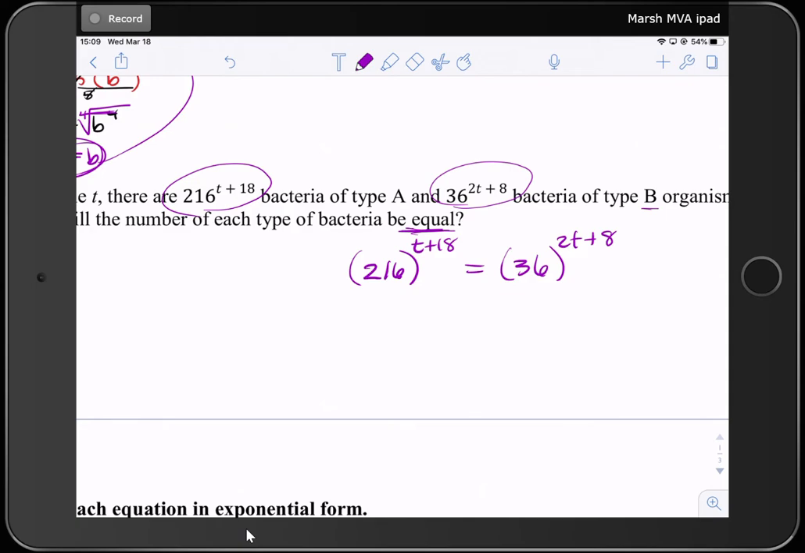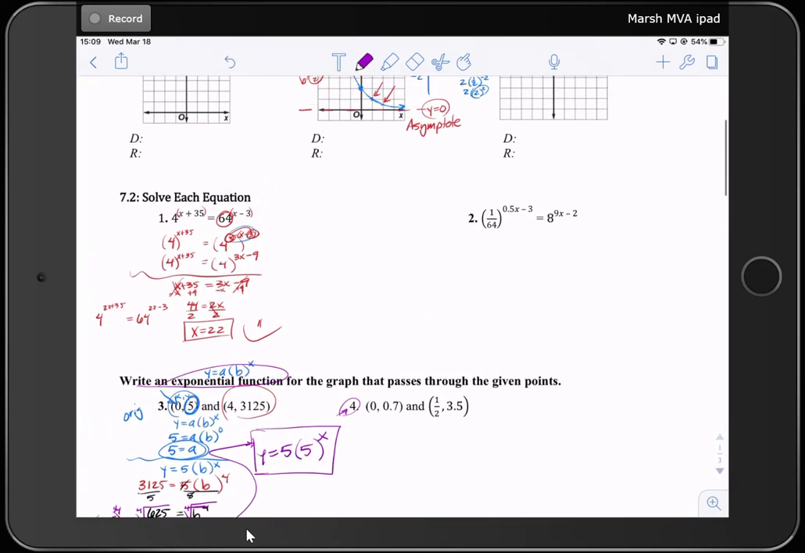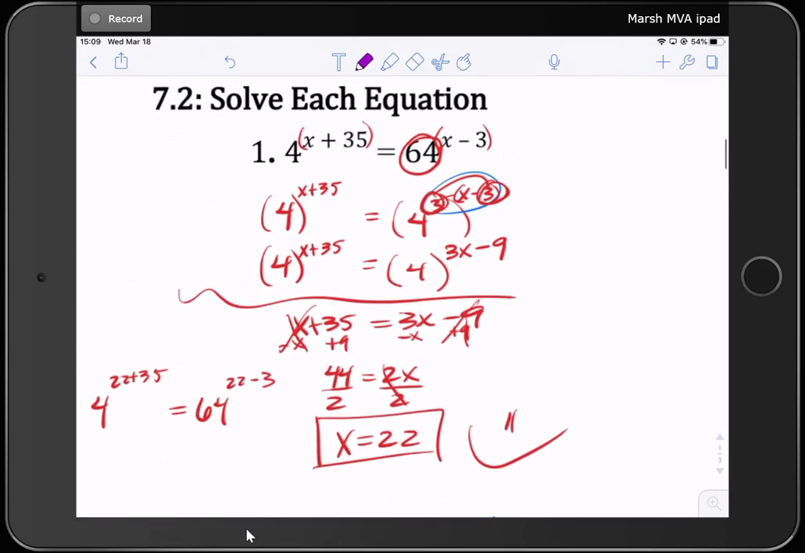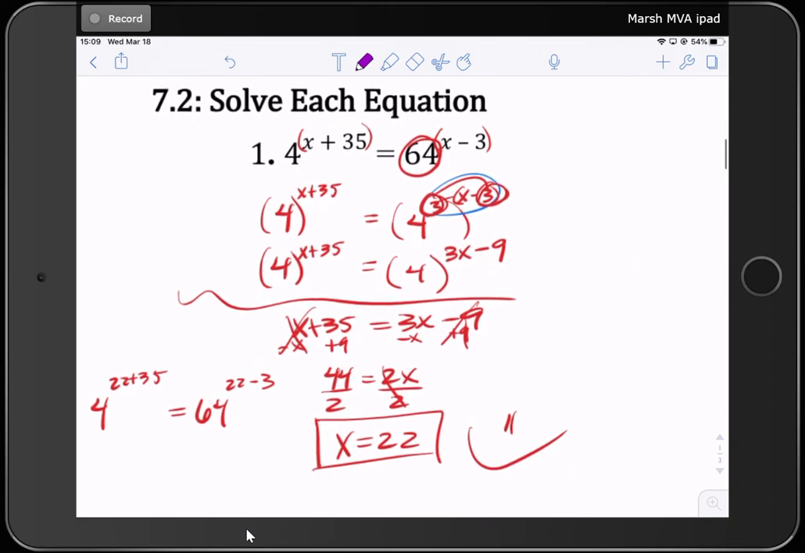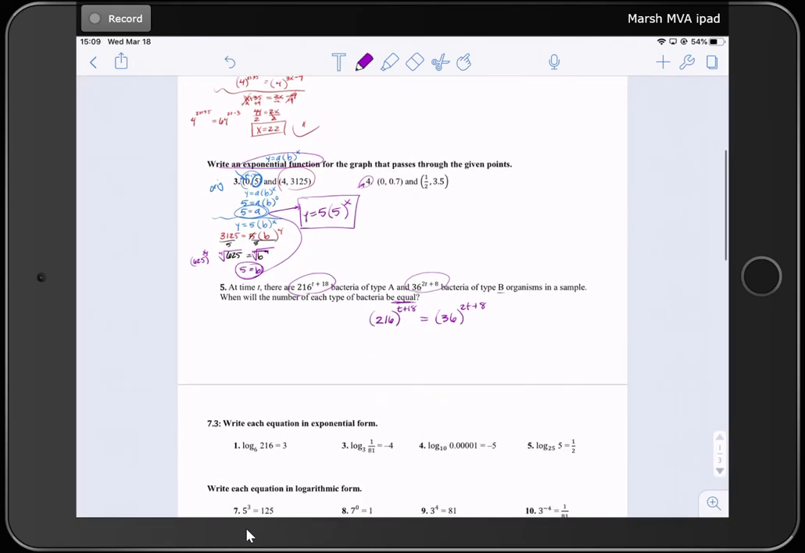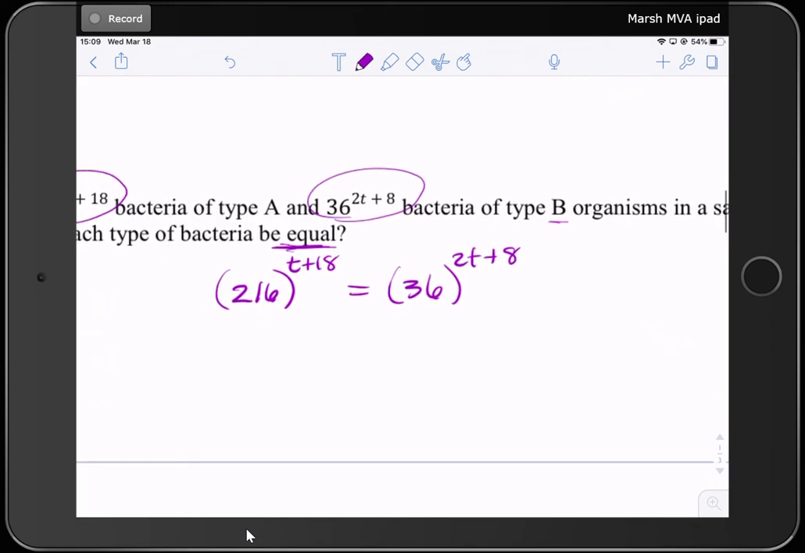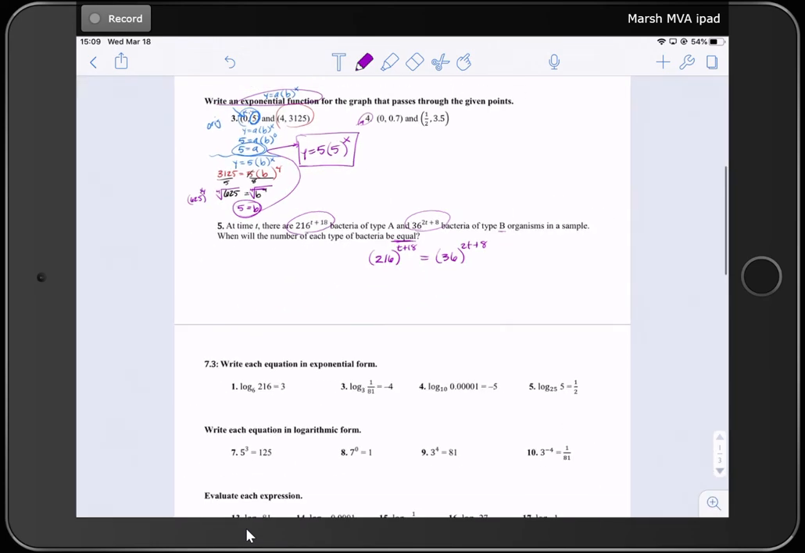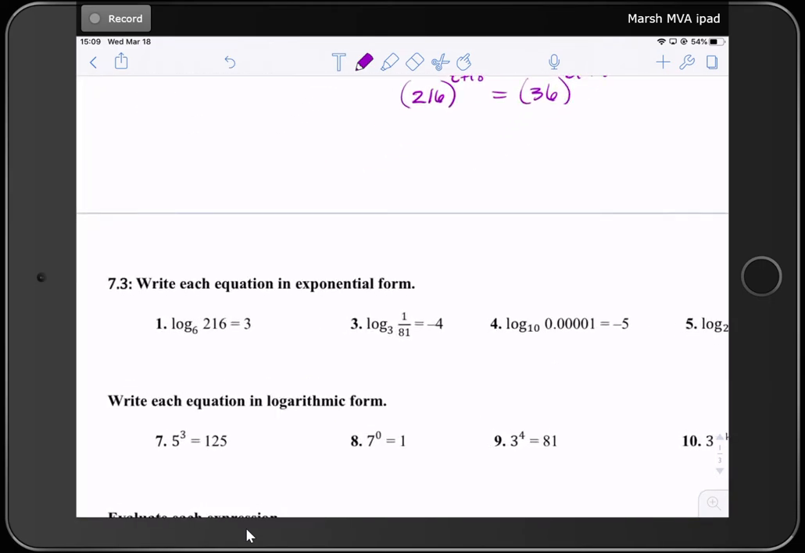So what would your strategy be there? Well, probably the same thing that we did right here on 7.2.1. If we can get bases that are the same, we can then equate the exponents. So I'll let you think about how to get the same base out of 216 and 36 by just rewriting them. Okay, so write each equation in exponential form.